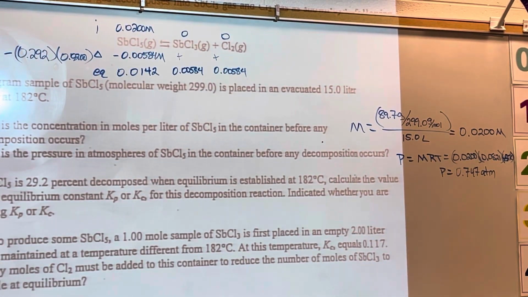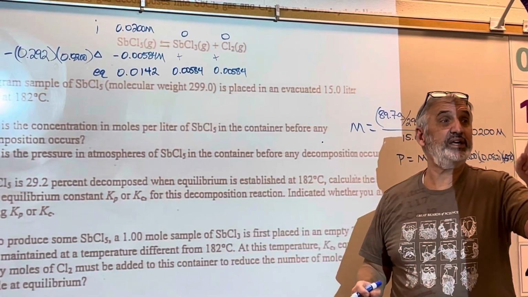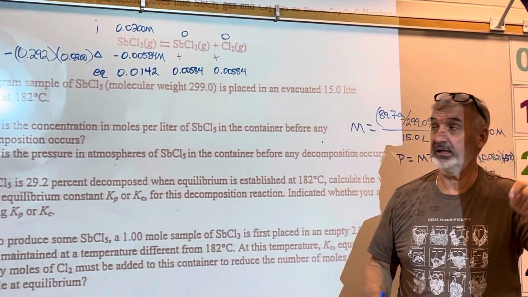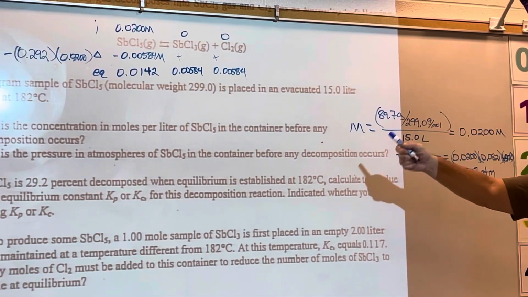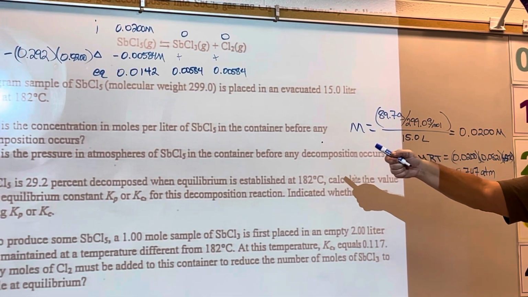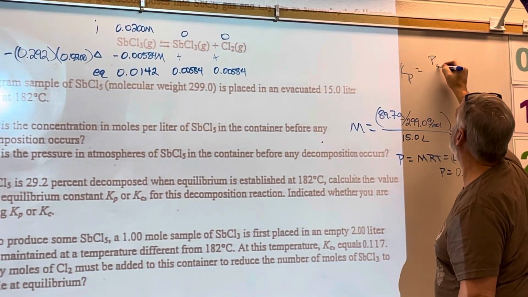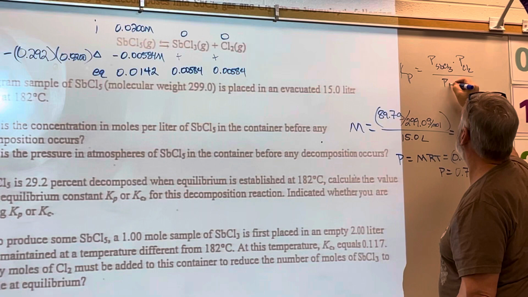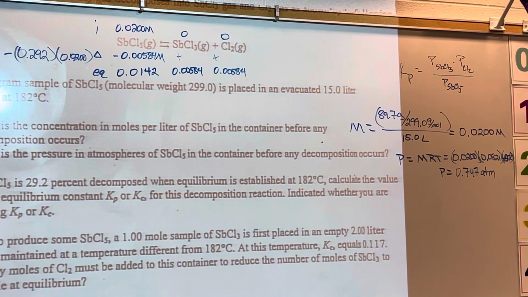Once you have this, now what do we do? Plug it back in. Now you just plug it into your equilibrium expression. We can calculate for Kp or Kc. If we wanted to do Kp, you start with your initial pressure and take 29.2% of the pressure and do everything from that. Then remember Kp is going to equal the pressure of SbCl3 times the pressure of the Cl2 divided by the pressure of the SbCl5. You just put the pressure values in. Either one, you just have to identify.